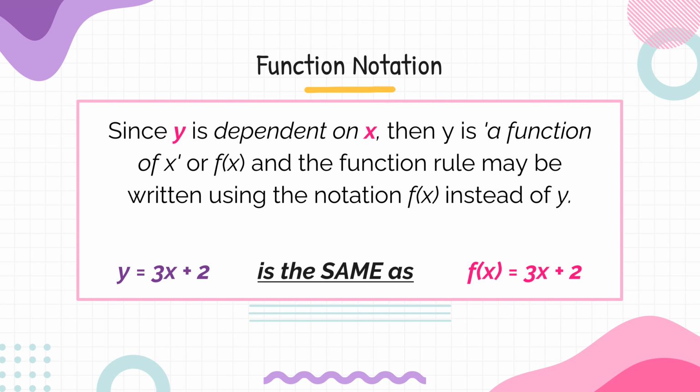Now we're going to start talking about function notation. So we were just talking about that since the y is dependent on our x, then y is a function of x, or f of x, and the function rule may be written using the notation f of x instead of y. So just like we were looking at in those examples on the previous slide, y equals 3x plus 2 is the same as f of x equals 3x plus 2. They mean the same thing. We're still getting our dependent value here, so instead of writing y, our dependent value is our f of x, and it's dependent on our x values in both cases.